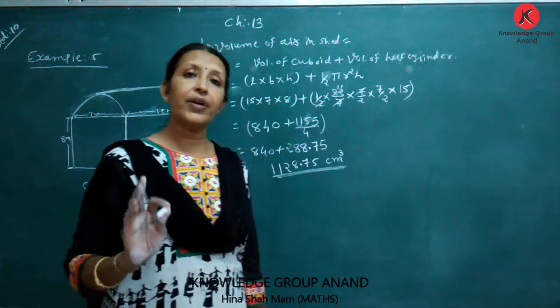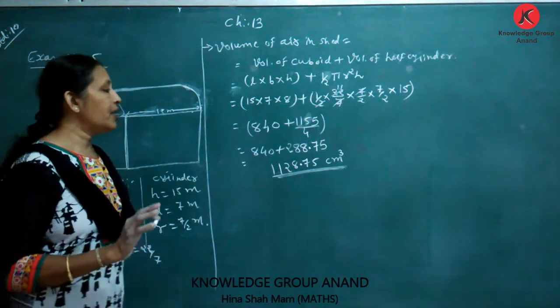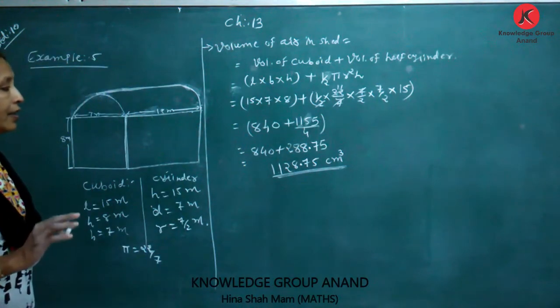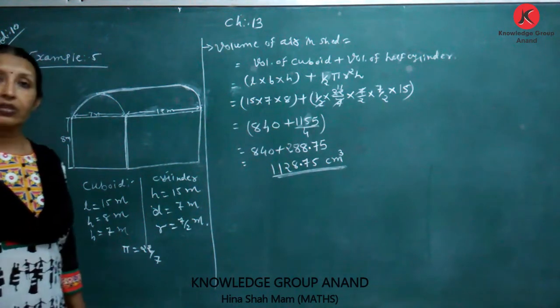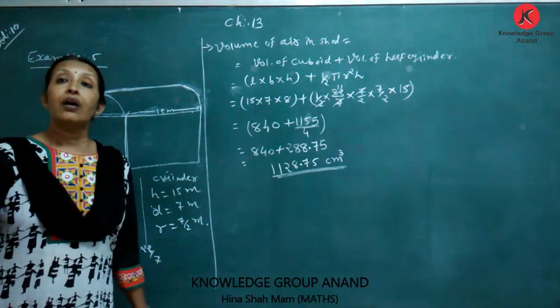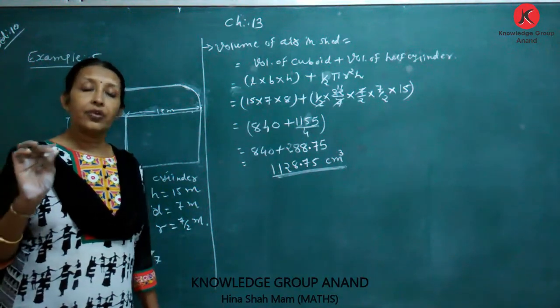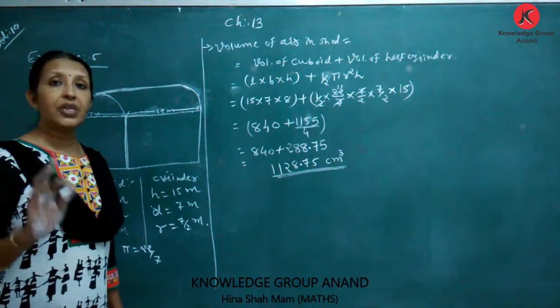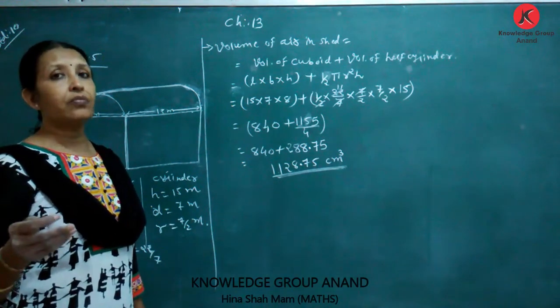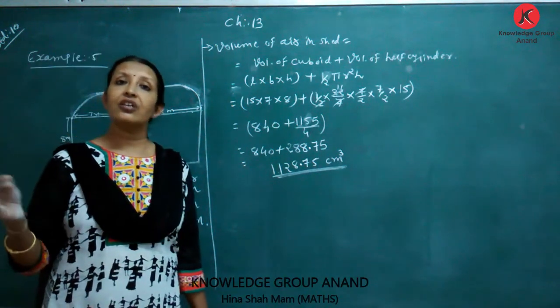Volume of air in the shade without machinery and workers is equal to 1128.75 centimeter cube. Here, the units of volume are centimeter cube, meter cube, and in liquid form we say liter, milliliter.